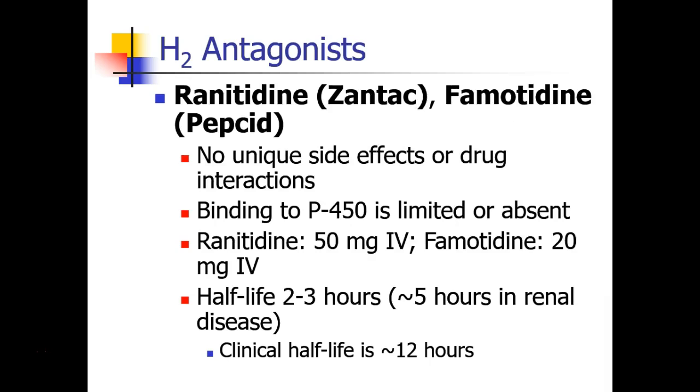Nowadays, you are more likely to be using ranitidine or famotidine. Those are Zantac and Pepcid. They really have very few unique side effects or drug interactions, with limited or absent binding to cytochrome P450. Ranitidine is usually dosed at 50 milligrams, while famotidine is given at 20 milligrams. The half-life is just a few hours for the drug, but the clinical half-life is about 12 hours.